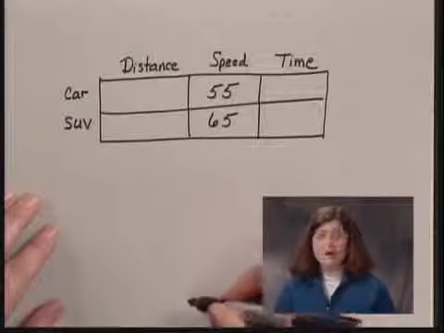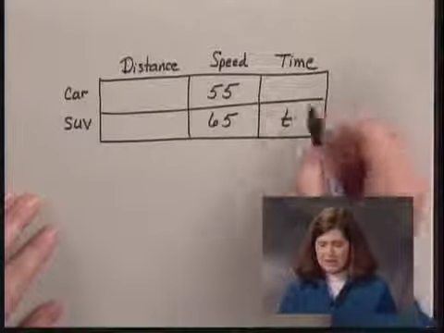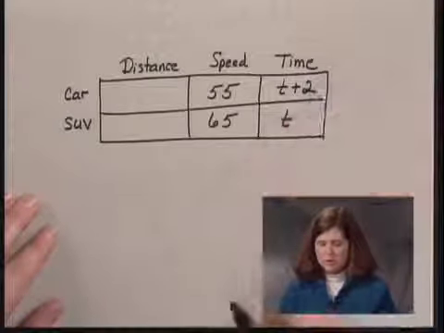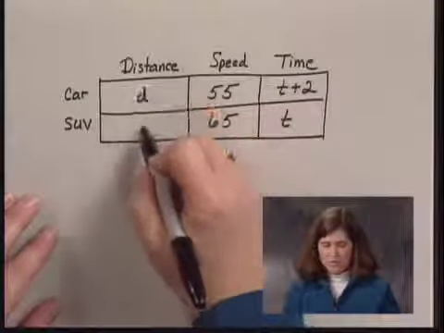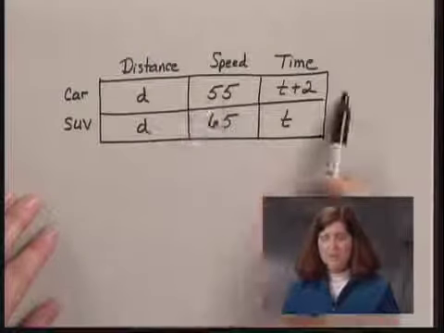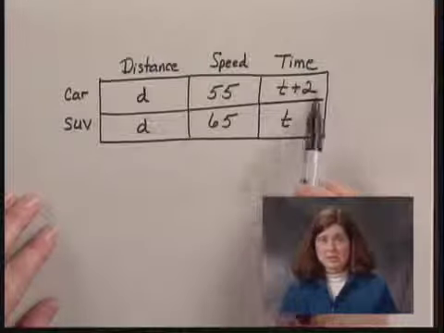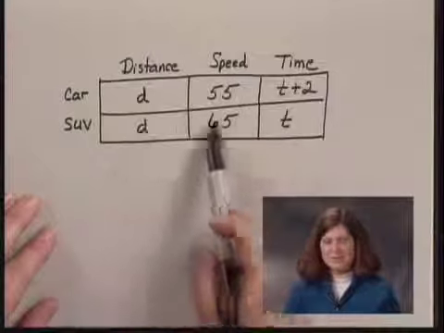We know that the time of the SUV, we said we're going to let that be T, and the car's time we're going to let be T plus 2. The distances are the same. We'll call them both D. Now from this first row of the table we can get an equation since distance equals the speed times the time. And we can get a second equation from the second row of the table since distance equals speed times time.